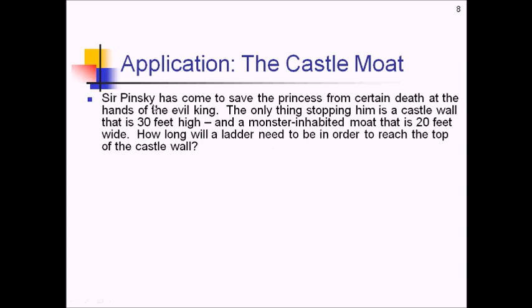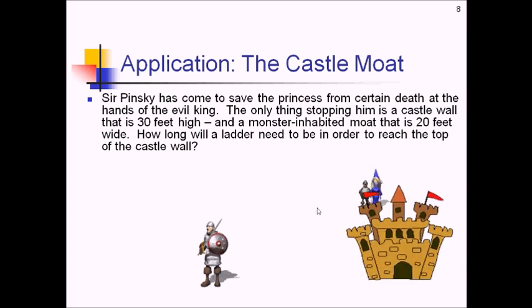We're going to do one more problem. This one's going to have a real-life application because you might be wondering, how can simplifying radicals possibly be useful in real life? So let's say we have Sierpinski. Here he is. He's come to save a princess from certain death at the hands of some evil king. The only thing stopping him is a castle wall that's 30 feet high and a monster-inhabited moat that is 20 feet wide. There's a monster.